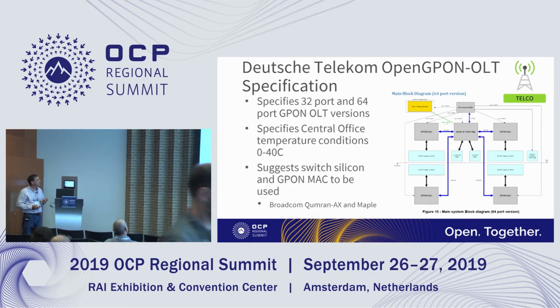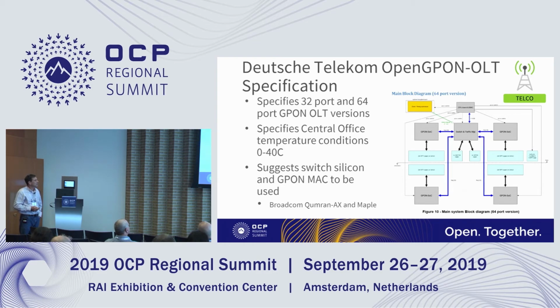It specified a central office type or temperature-controlled environment, so it wasn't an outside plant type of specification, so temperatures were 0 to 40. And that specification suggested types of silicon that could be used in that OLT, which was the Broadcom Qumran AX ASIC for the switching silicon and the Broadcom Maple SoC for the PON MAC. And that is shown here on this slide.